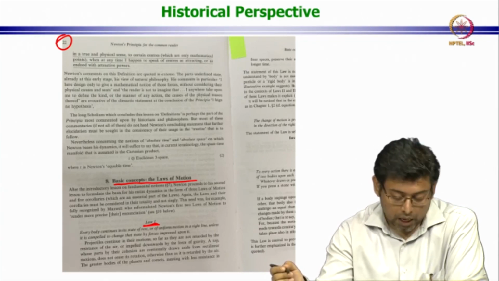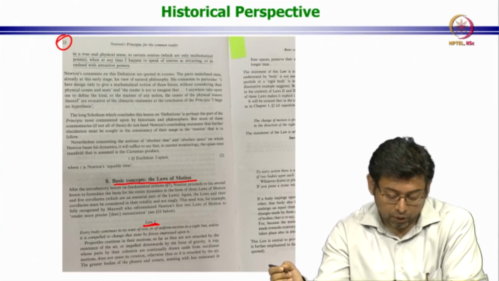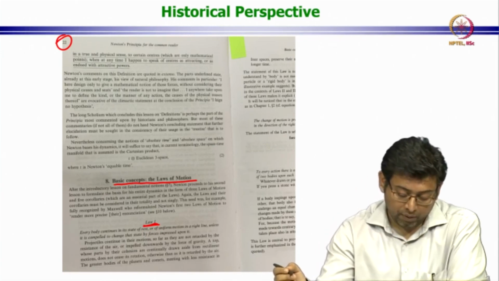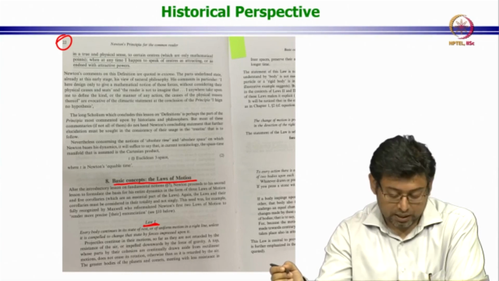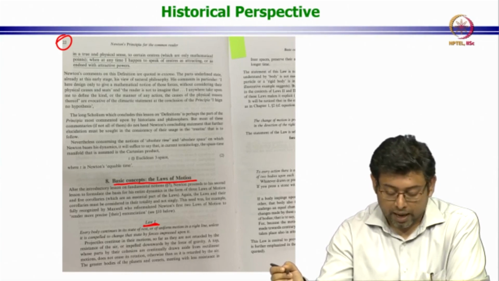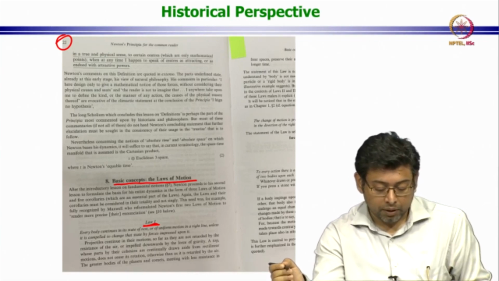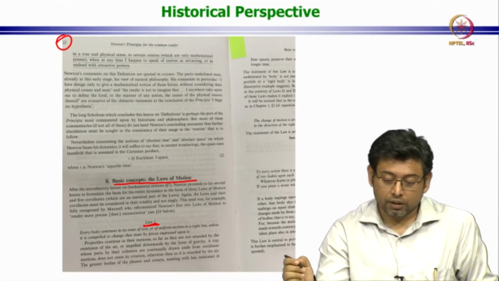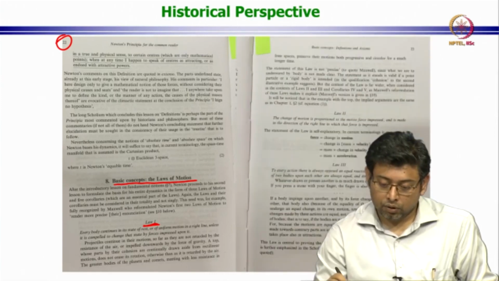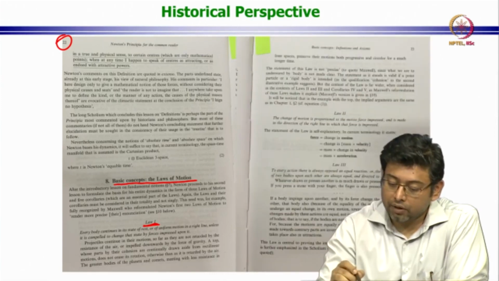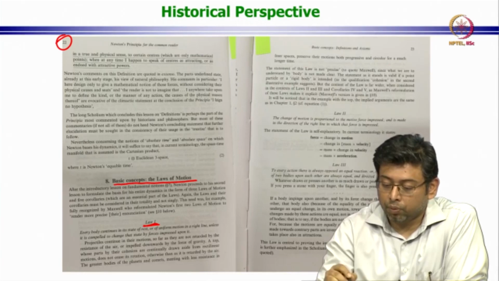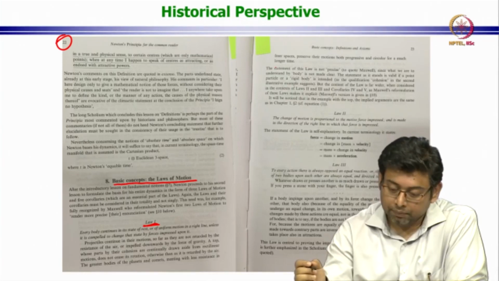A top whose parts by their cohesion are continually drawn aside from rectilinear motions does not cease its rotation otherwise than as it is retarded by the air. The greater bodies of the planets and comets meeting with less resistance in freer space, so it goes to the next page, which I have here, preserves their motions both progressive and circular for much longer time.